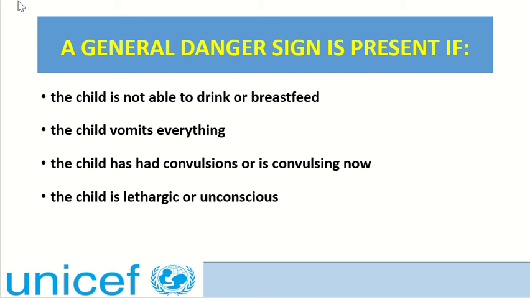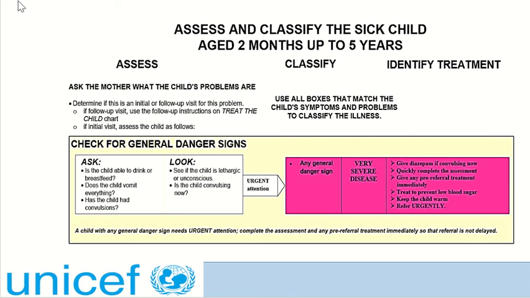If the child has one of these, the child should be assessed as having very severe disease and referred immediately to the treatment room for quick assessment by a physician and given pre-referral medication before being transferred urgently to the hospital.